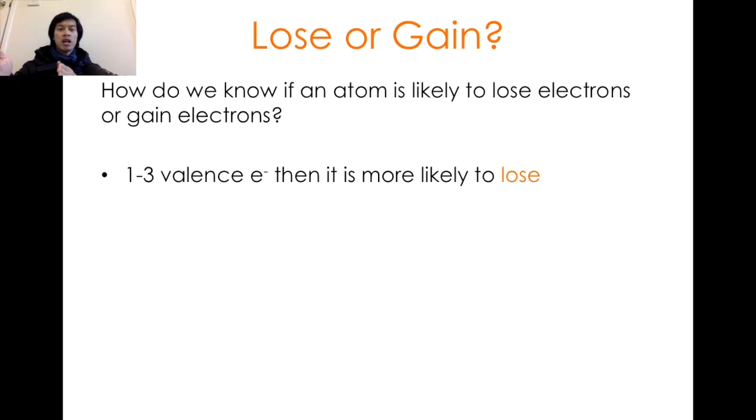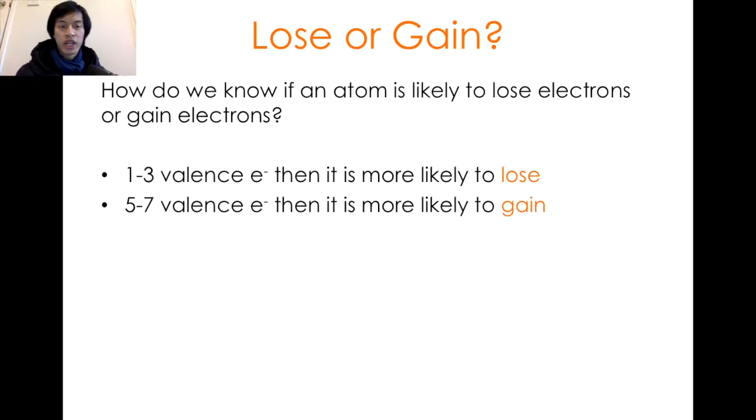So anything less than half is going to lose it. It's going to dump it, because it's energetically easier for sodium to lose its electron, and energetically easier for an atom with only 1 to 3 valence electrons to lose, and energetically easier for an atom with 5 to 7 valence electrons to gain. That's the pattern that we follow, and you can determine their numbers based on that pattern. We're going to keep using that as a reference.